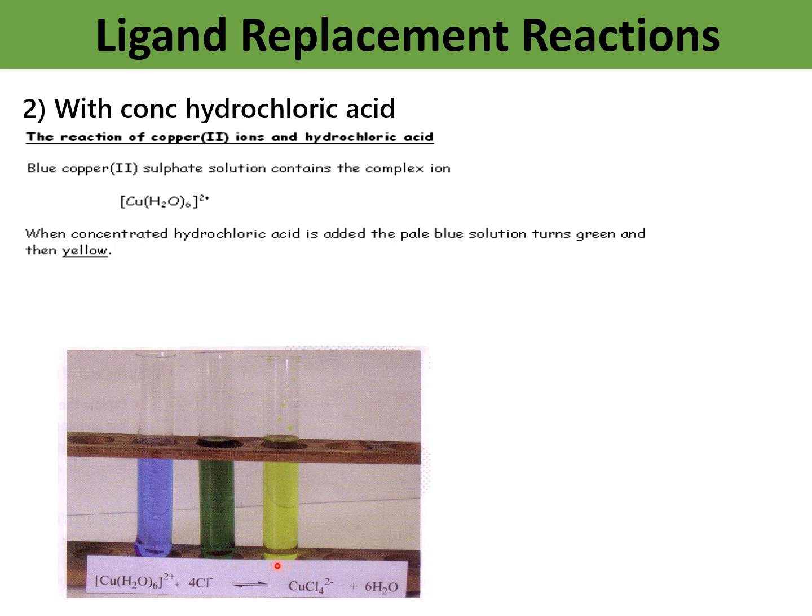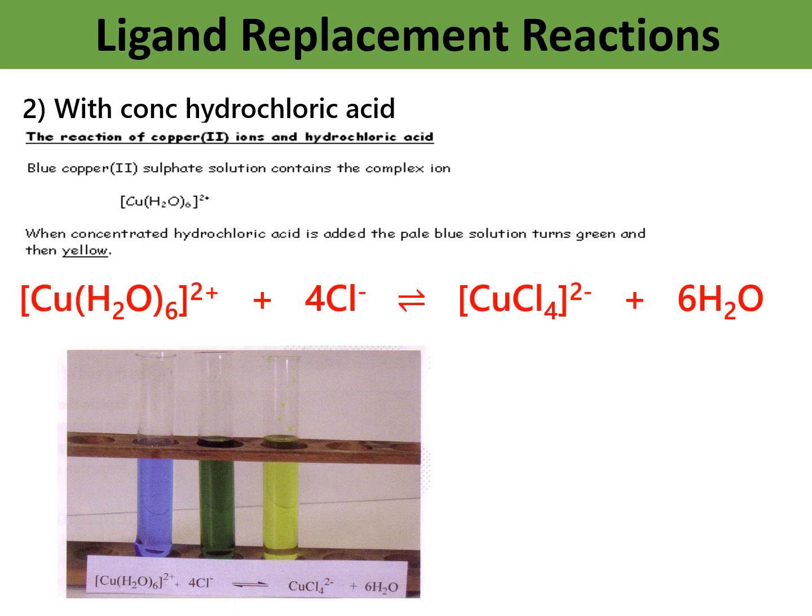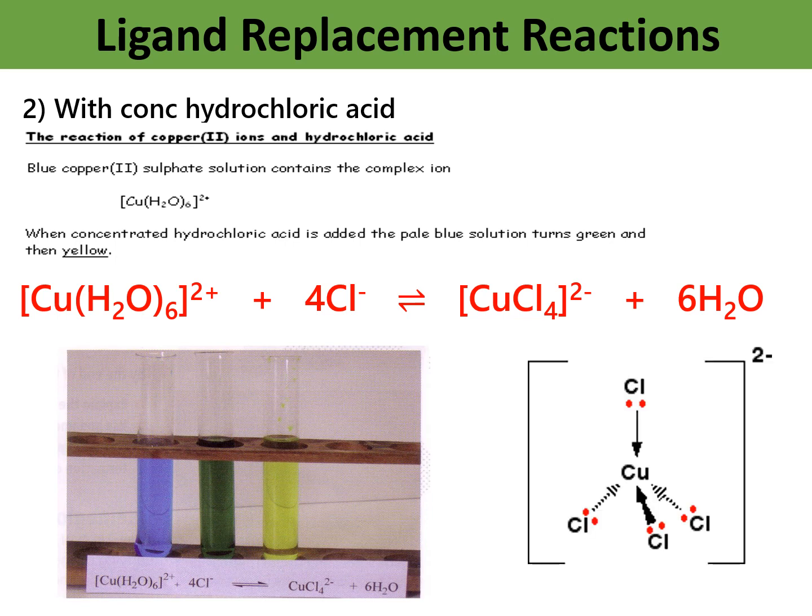It has turned yellow because it now contains the tetrachlorocuprate ions, which are yellow. Here is the equation for the overall ligand replacement reaction, and this is what our tetrachlorocuprate ion looks like.